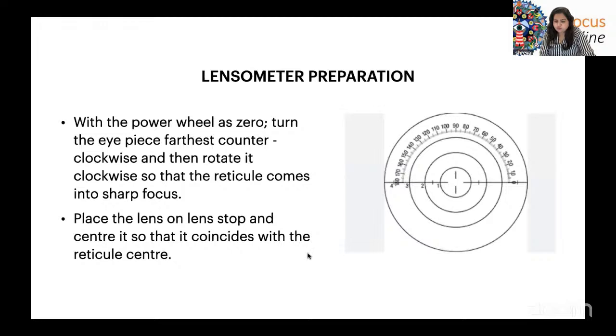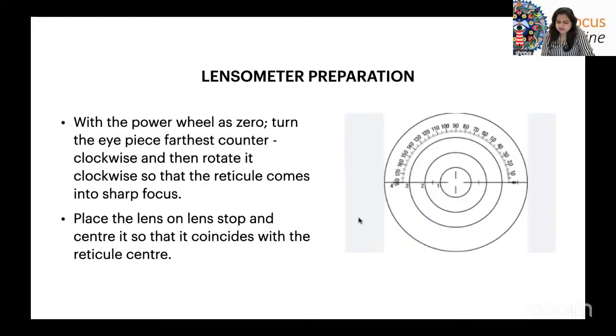Now, how do we prepare the lensometer? So firstly, the power drum has to be rotated to 0. Then the eyepiece has to be rotated to 0. So firstly, we are focusing the eyepiece. It has to be turned completely anti-clockwise, and then we have to see this reticule. So this should be focused first, and slowly we turn it clockwise so as to get the reticule into focus.